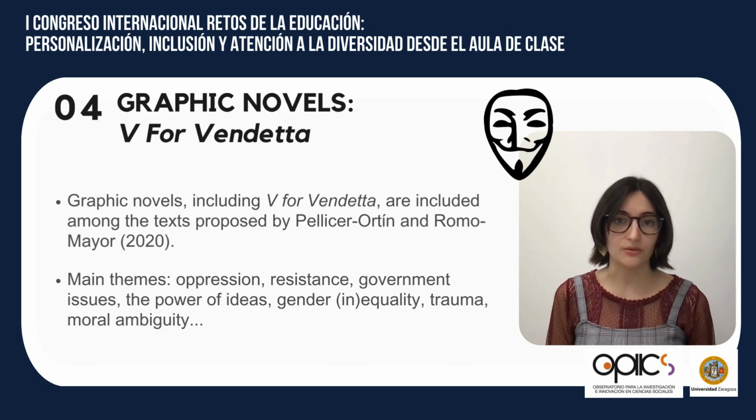As for the selected graphic novel, V for Vendetta, it is also part of the texts proposed by Pellicer Ortín and Romo Mayor. This graphic novel delves on compelling and crucial themes such as oppression, resistance, government issues, the power of ideas, gender equality, trauma, moral ambiguity, to name but a few. Despite the fact that it was published in 1982, these themes still resonate in our current society, so it is essential that students reflect on them.